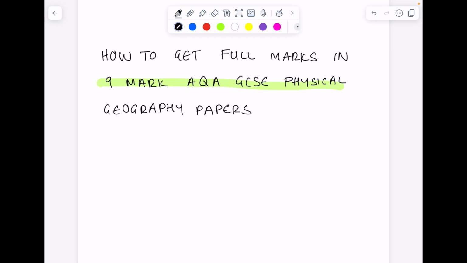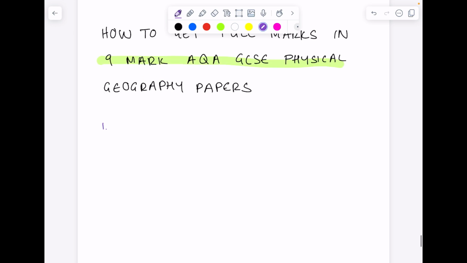So we'll start with the tips and then we'll actually look at a perfect answer. Now, the thing with geography is you can't just rote learn all the answers, because they'll change the command word every single time, changing the nuance of the question and the importance they're placing on it. So that's why it's important that you learn a strategy as opposed to just trying to rote learn answers. So my first tip is to understand the command word in the question.